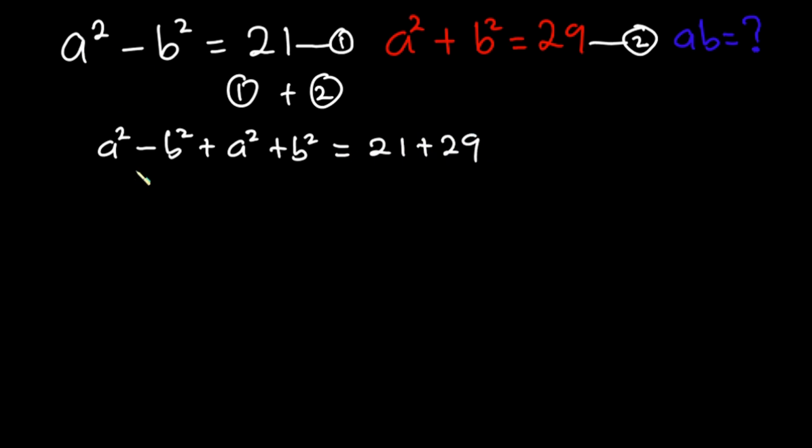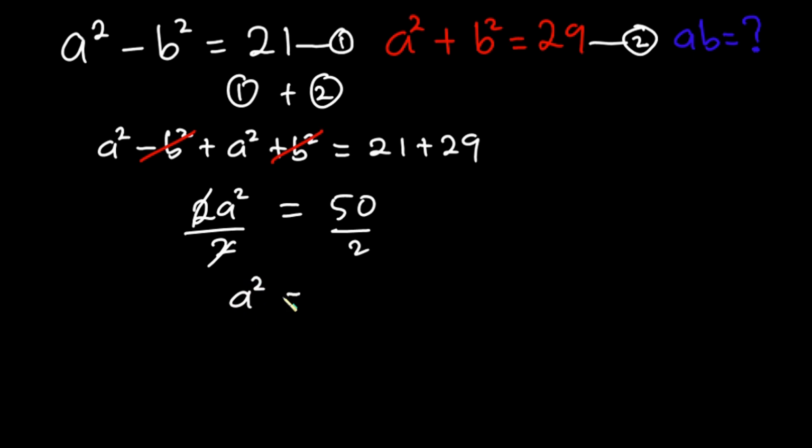And straight away, we can see that this negative b squared will cancel this positive b squared. So we have a squared plus a squared, which is 2a squared. And this is equal to 21 plus 29, that is 50. Since we are looking for a, let's divide each side of the equation by 2, so that this and this will go. And now we have a squared is equal to 25.